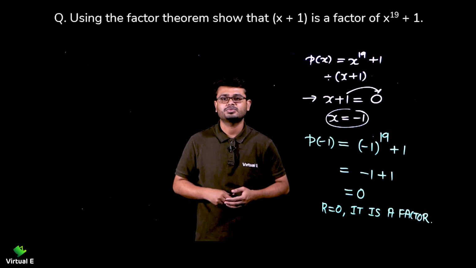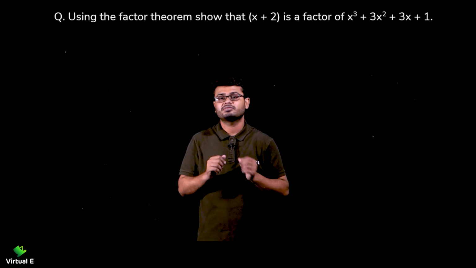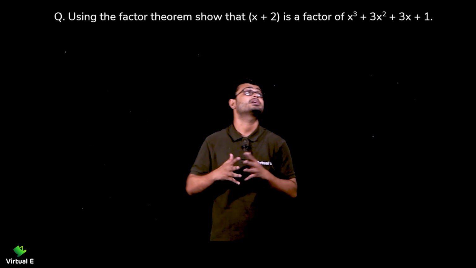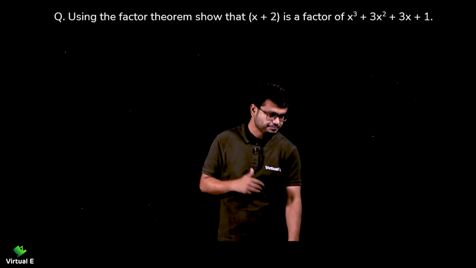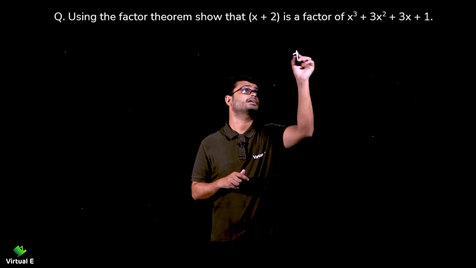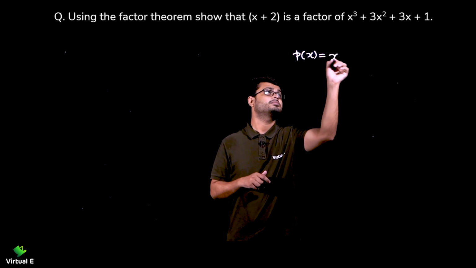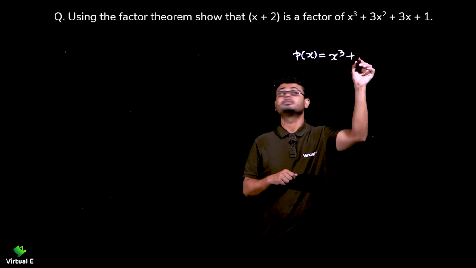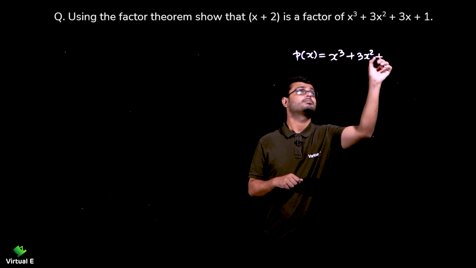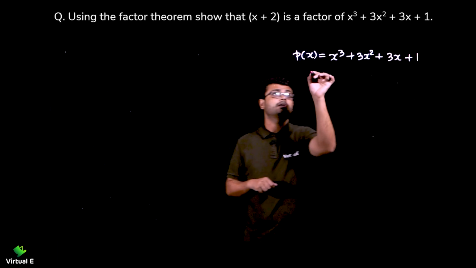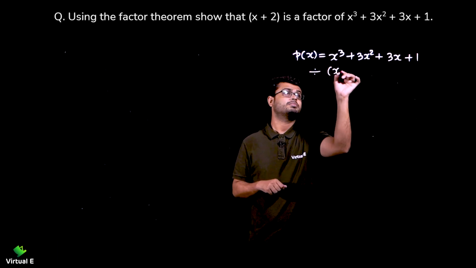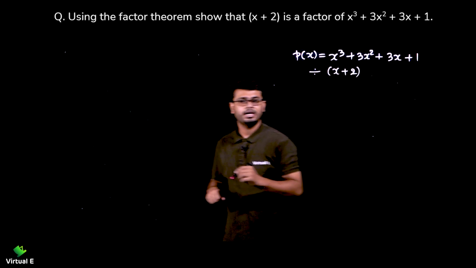Let's discuss one more question, with the same concept. Using factor theorem, show that x plus 2 is a factor of x cubed plus 3x squared plus 3x plus 1. So let's start. First of all, let's write p(x). p(x) will be x cubed plus 3x squared plus 3x plus 1, and we are dividing with x plus 2.